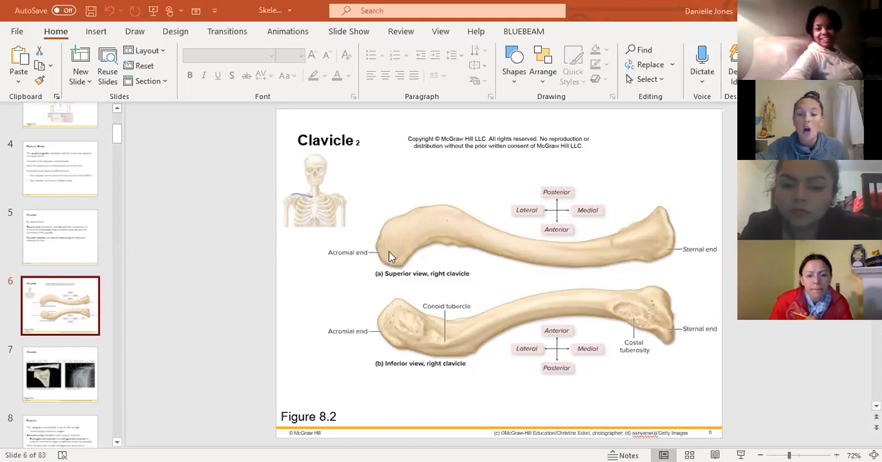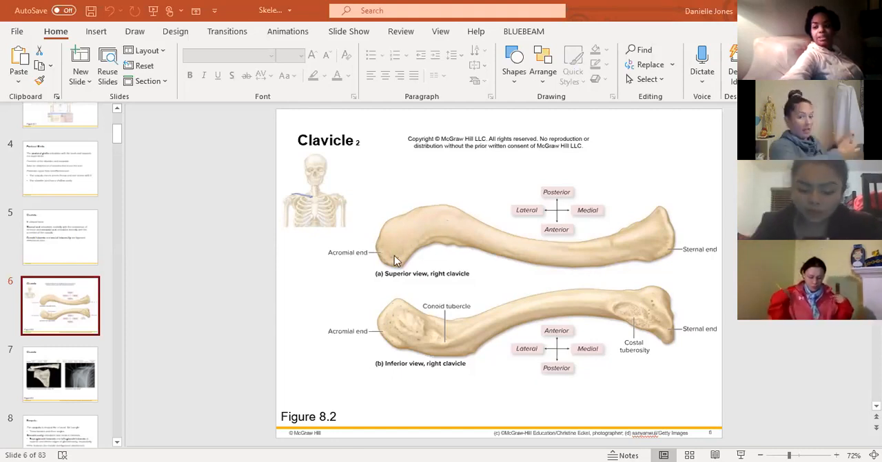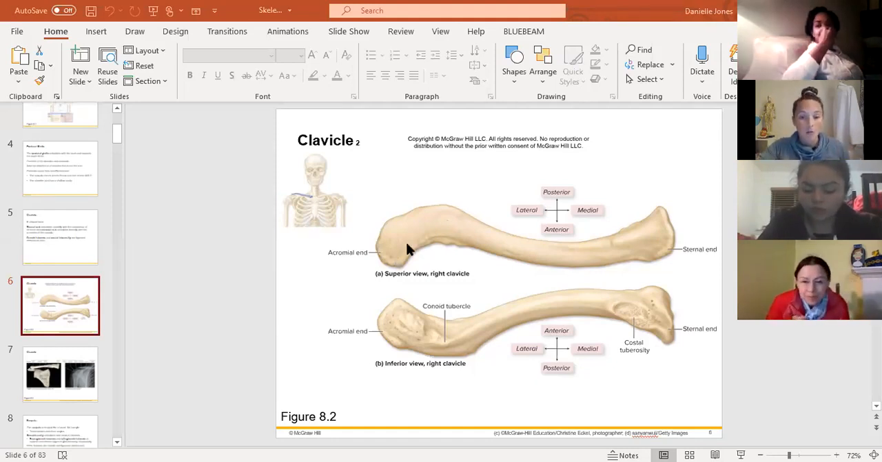We see that it's on the left side, but because we're thinking, oh, this is my patient, this is actually going to go to their right side, this right shoulder. This acromial end is going to the right shoulder because it's patient view. You're imagining yourself in their shoes, right? So this is a right clavicle.